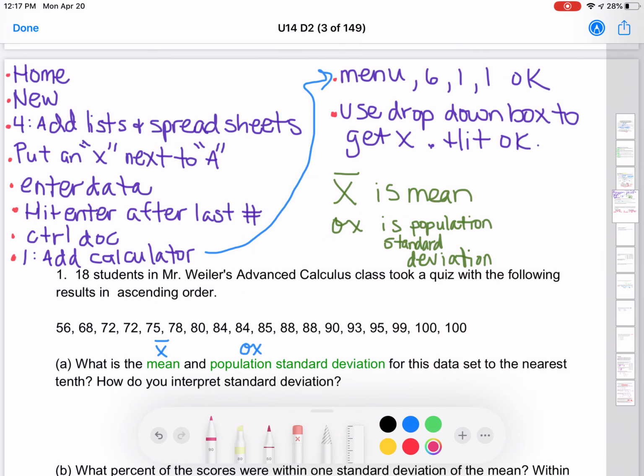They want the mean, which the symbol is X bar, and they want the population standard deviation, which I like to just say sigma X. It's a lowercase sigma, but I like to just say sigma X. Okay, so pause the video, and here are all the steps. You can go to that and then come back to me.